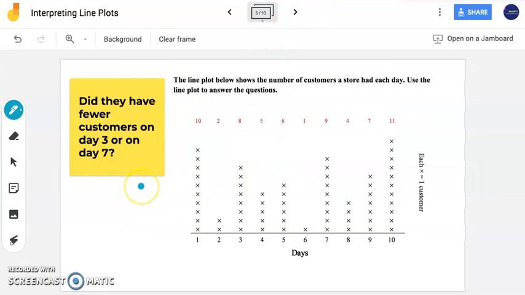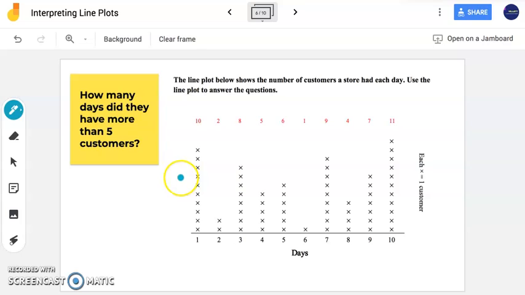For this question, did they have fewer customers on day 3 or day 7? So let's take a look. Day 3, we notice here, has 8 customers. And day 7, we notice here, has 9 customers. So which had fewer? Day 3. And you can also see that day 3 has a little bit less X's than day 7.